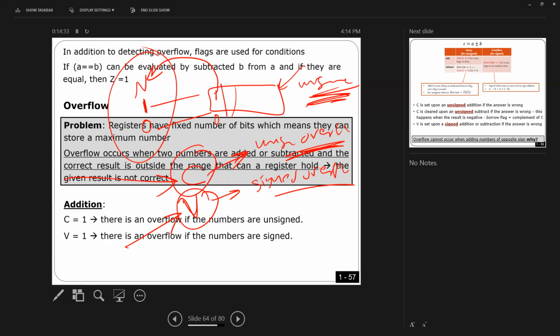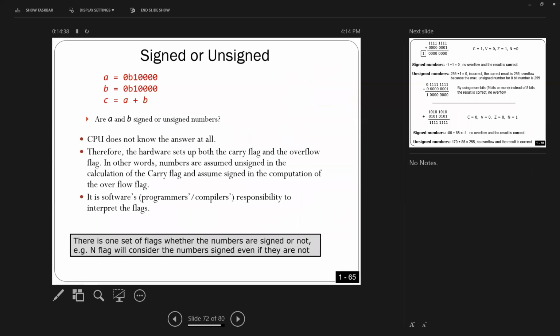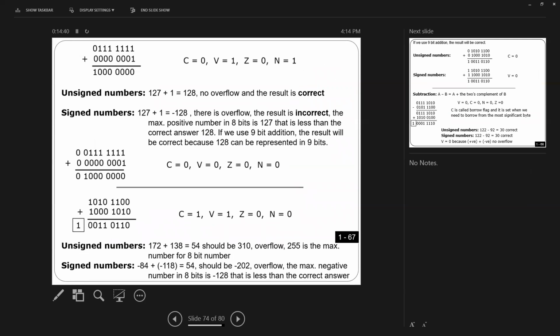I know this is confusing. I remember because that's what I'm going to do tomorrow in the quiz, and that's why I'm going to give you a lot of examples here. What I'm going to do in the quiz tomorrow is give you something like that, and then I'm going to ask you what the values of the flags are.